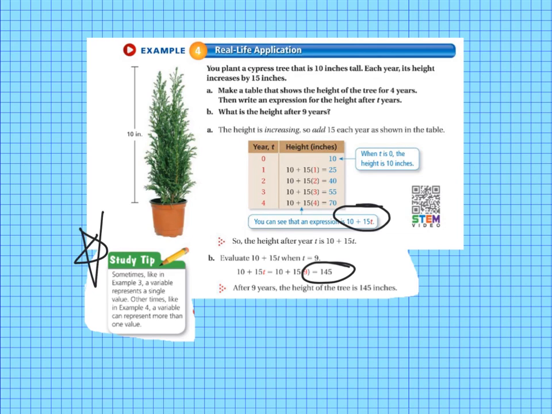And then here's a good little study tip over here. It says sometimes, like in example 3, a variable represents one single value. Other times, like in example 4, a variable can represent more than one value. So that means that sometimes the variable changes within the problem, and sometimes it might be the same and might be something that you are actually trying to solve for.